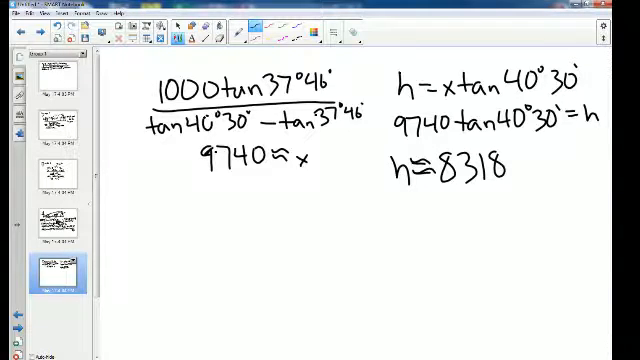So the height of the mountain is 8,318 feet, and the distance between the first group and the middle of the mountain is 9,740 feet. Okay, so that's about it. Yep, that was my last example. Thank you.